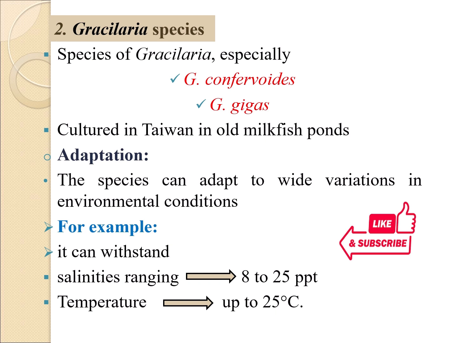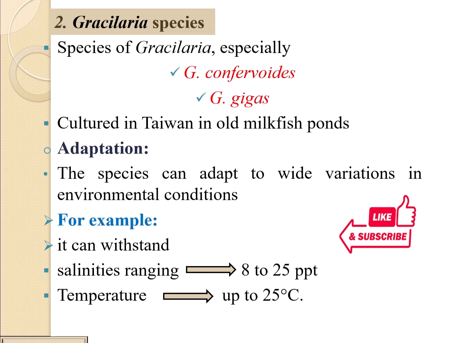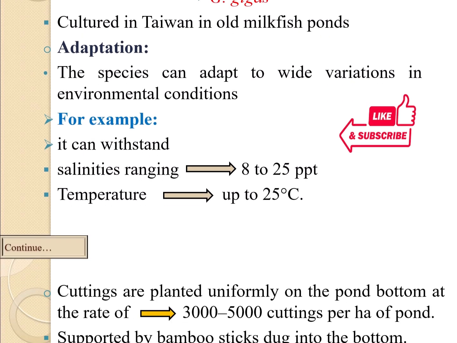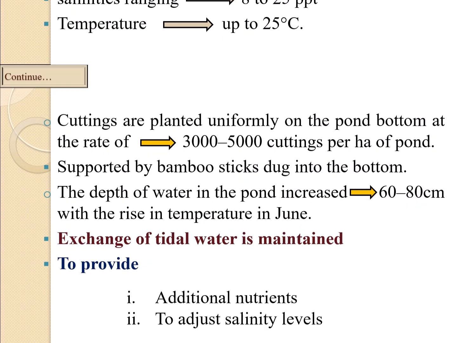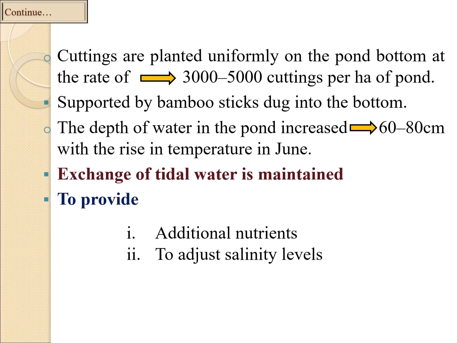Gracilaria confervoides and Gracilaria gigas are commonly cultivated in various parts of the world, especially in Taiwan. This weed is commonly cultivated in ponds used for culture of milkfish. This species can adapt to wide variations in environmental conditions, like salinity ranging from 8 to 25 ppt and high temperature up to 25 degrees centigrade.